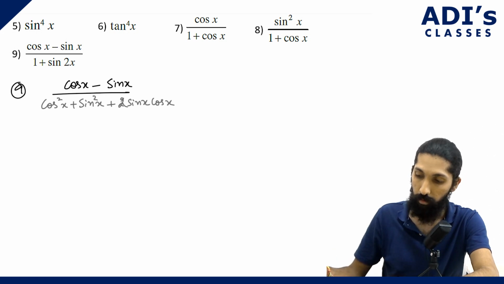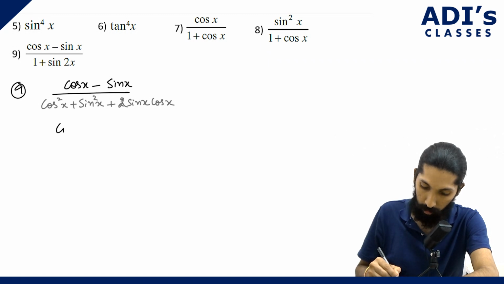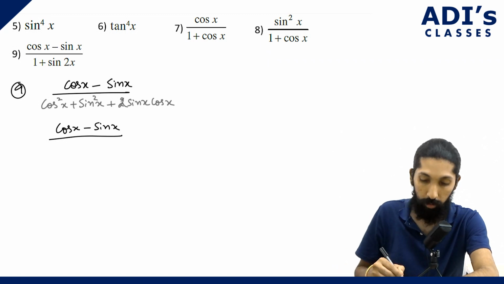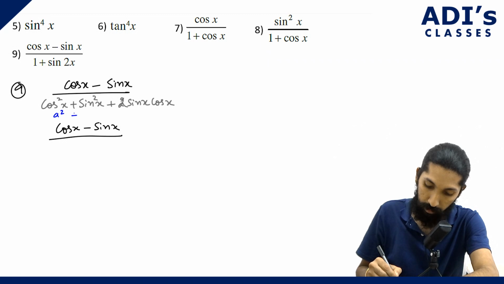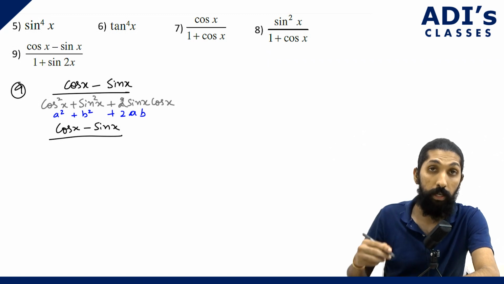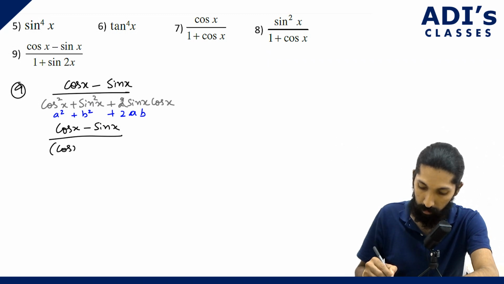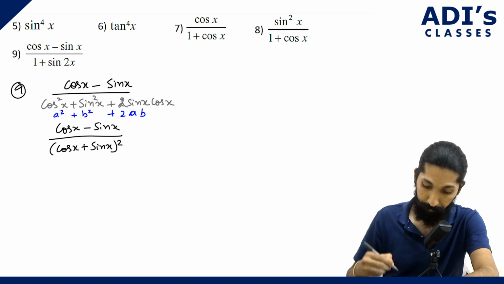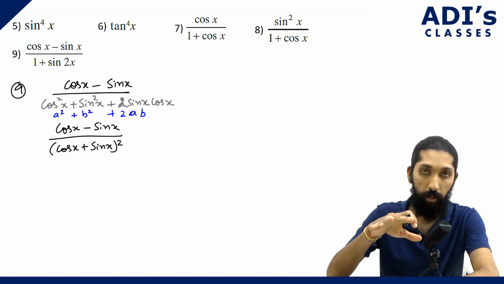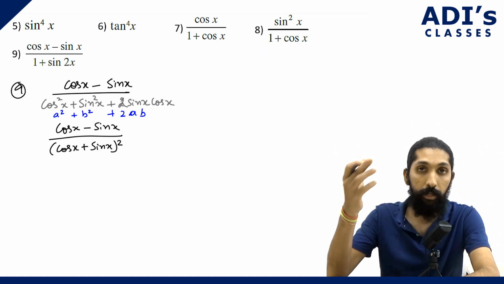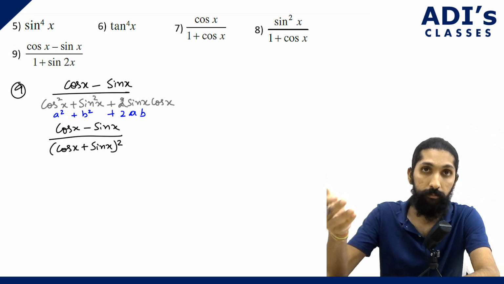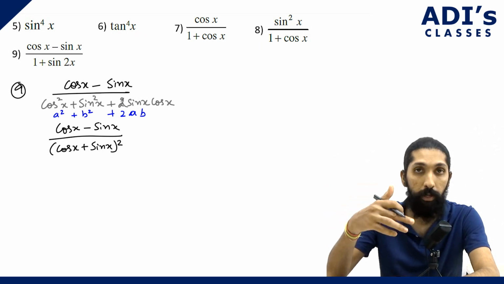Correct? So, you get cos x minus sin x divided by, guys, look at this one. Don't you think this is of the form a square plus b square plus 2ab? Correct? Which is a plus b whole square. That means this is going to be cos x plus sin x whole square. Right? Now, this is your form or this is your problem. Now, we can't directly do it. So, what do we do? We need to simplify it. Right? The simplification part is very important in these kind of problems.